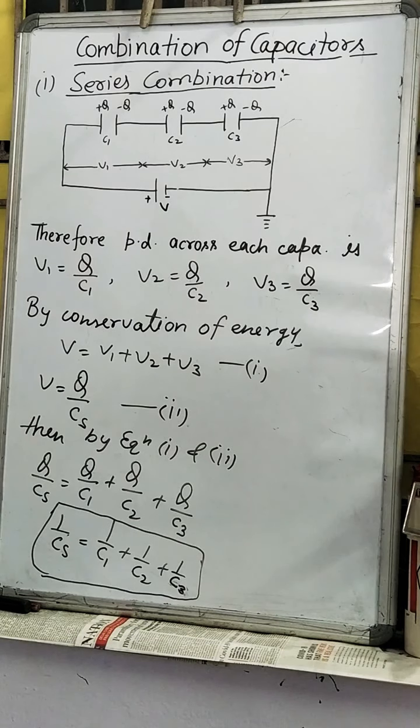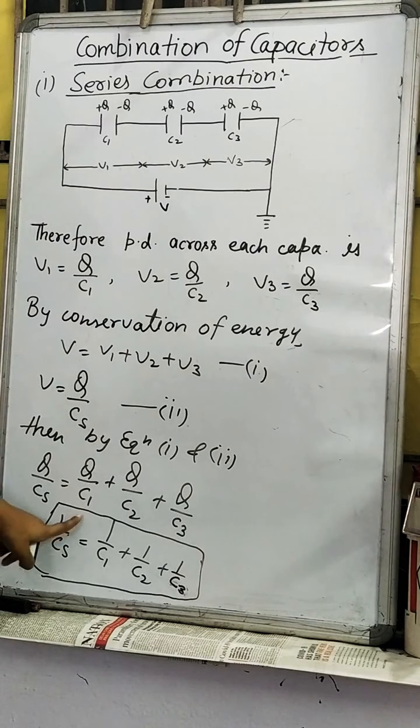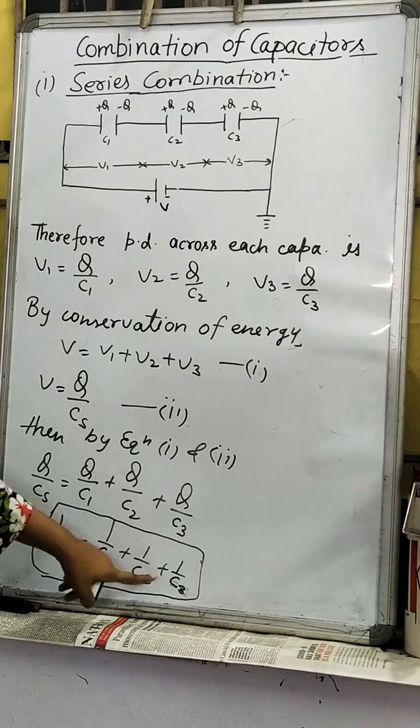Just remember, for resistance it was R1 plus R2 plus R3, which we discussed in the 10th class. But here we are discussing capacitors, so it is 1 upon C1 plus 1 upon C2 plus 1 upon C3.